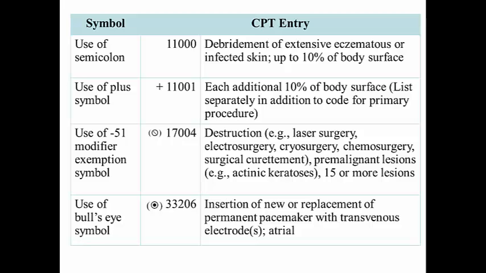So the use of a semicolon for 11000, you can see for debridement. The use of the plus, so an add-on code. The use of this symbol for the modifier 51 exemption, so modifier 51 would not be allowed to be used with this code, and the use of the bullseye symbol for that new technology.